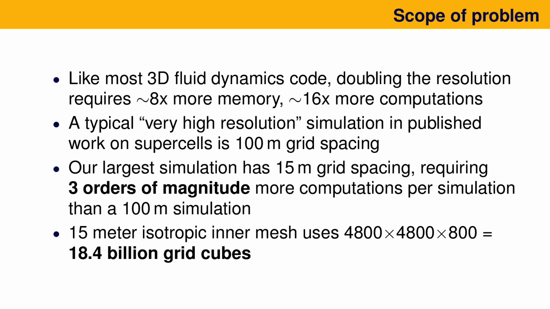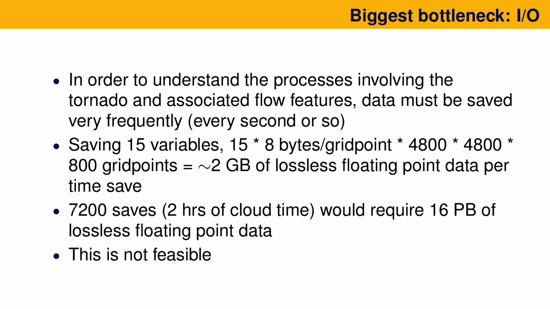In the field of meteorology, if you read the journals, a typical very high resolution simulation is about 100-meter grid spacing. We're running at 15-meter grid spacing. That's the highest resolution simulation I've done thus far, which is 3 orders of magnitude more computation per simulation. Okay, so this is really out there research. We're really hitting this stuff at the highest resolution we can do. We can probably squeeze a little more resolution out of Blue Waters and get up to more of the machine, but this is a pretty big problem. 18.4 billion grid cubes are simulated. So the biggest bottleneck was I/O.